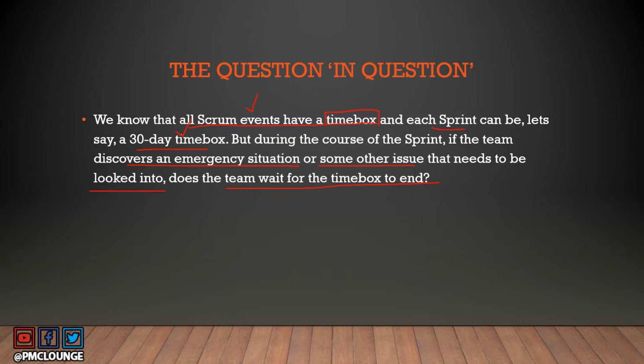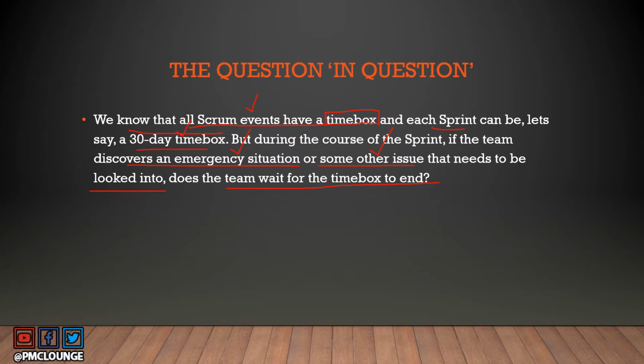Let's say you have a 30-day time box for a sprint. On the 20th day, the team is still working on the sprint, and that's when they discover that there is an emergency situation or some other urgent issue that needs to be looked into. What does the team do then?